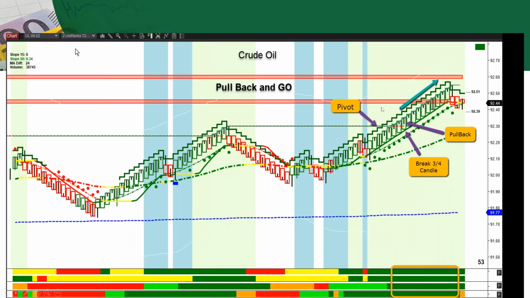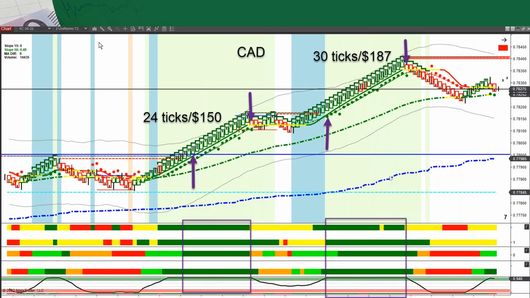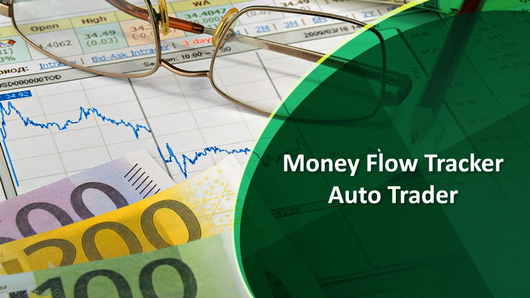Here's another one on crude oil. Here's two of them on the Canadian dollar. See, everything below is green, colored background, C2, everything. You know, it's super easy to learn. It's super easy to trade with. Either you have a setup or you don't.